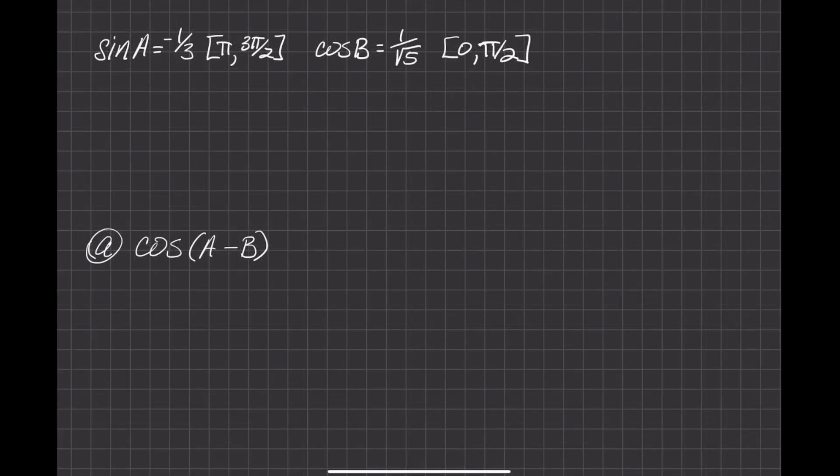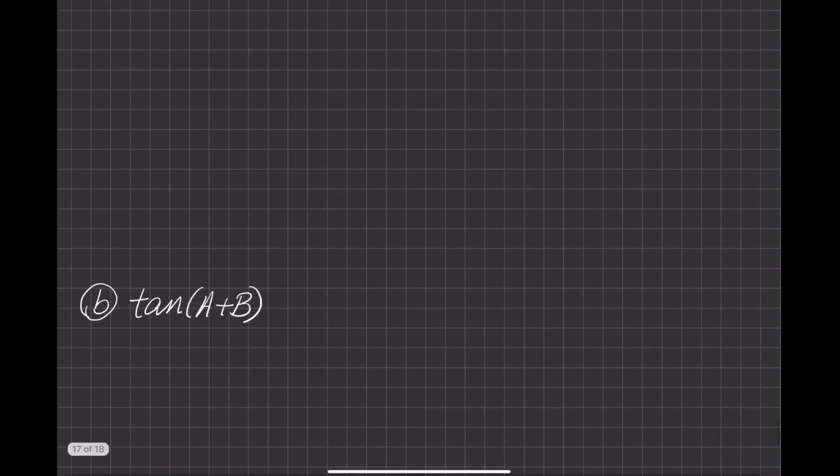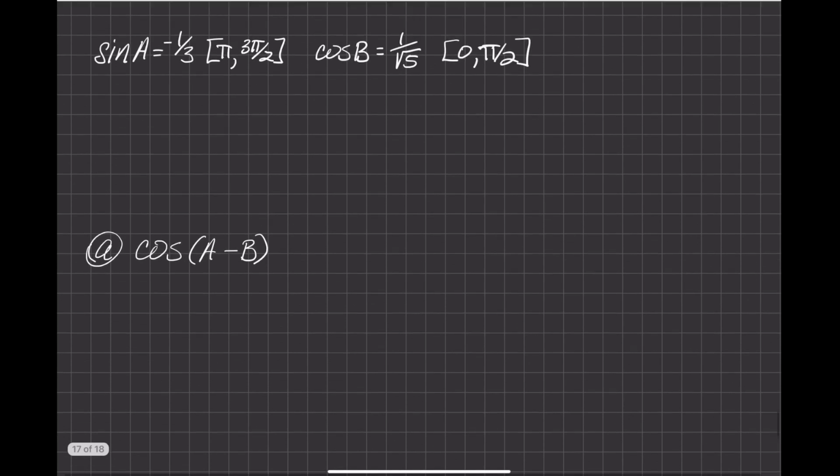So for example number 1, we have the sine of A is given to us as a ratio of -1/3, and we were being told that that angle A is in quadrant 3 because it's between the angles of pi and 3 pi over 2 radians. We have the cosine of B is given to us as a ratio of 1 over square root of 5, and we're told that angle B is going to be in quadrant 1, where angle B takes on the measure of between 0 and pi over 2 radians. And we're going to find the cosine of A minus B and the tangent of A plus B.